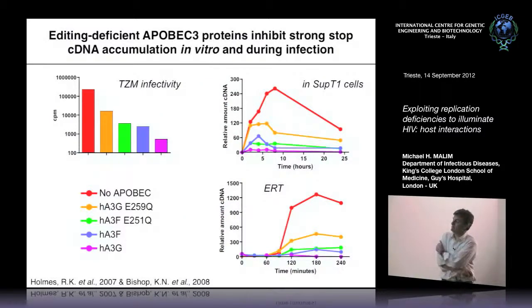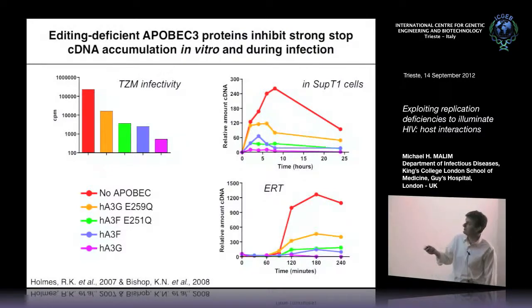Back to how the ApoBec3 proteins themselves work. So I summarized that they're very potent mutators, but it became apparent several years ago that, in fact, this isn't the only thing they do. So in this series of experiments, either looking at wild-type ApoBec proteins or mutant versions that can no longer mediate cytidine deamination through introducing point mutations, you can see that in all these cases, you're able to get a fairly good inhibition of viral infectivity. Although there is a clear rank order with wild-type ApoBec3G being the most potent and the editing-deficient ApoBec3G being the least potent, it can still reduce viral titers by about a log.